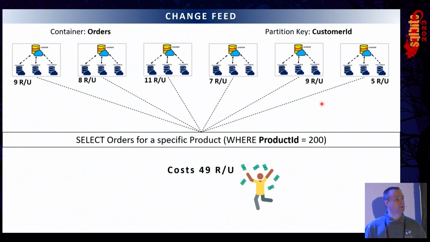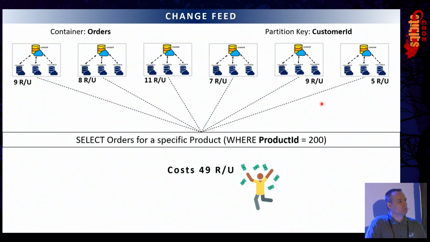And if you are running this query, this problem is going to get worse. It's not going to get better, because your data is going to get larger and your number of physical partitions is going to increase. Then the 49 is going to get higher and higher. The problem in Cosmos DB is that you cannot repartition your containers. And if you are running this query many times, you're in trouble.